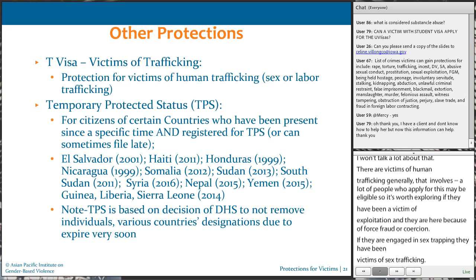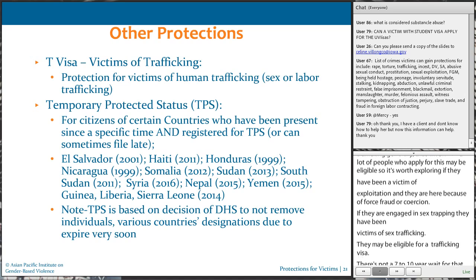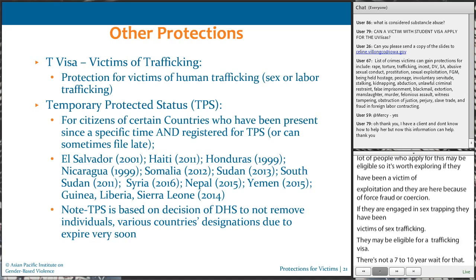And there is not a 7 to 10 year wait for that right now. There is a 5,000 visa cap for T visas, but that has never been fully utilized. And so just to flag that for folks.